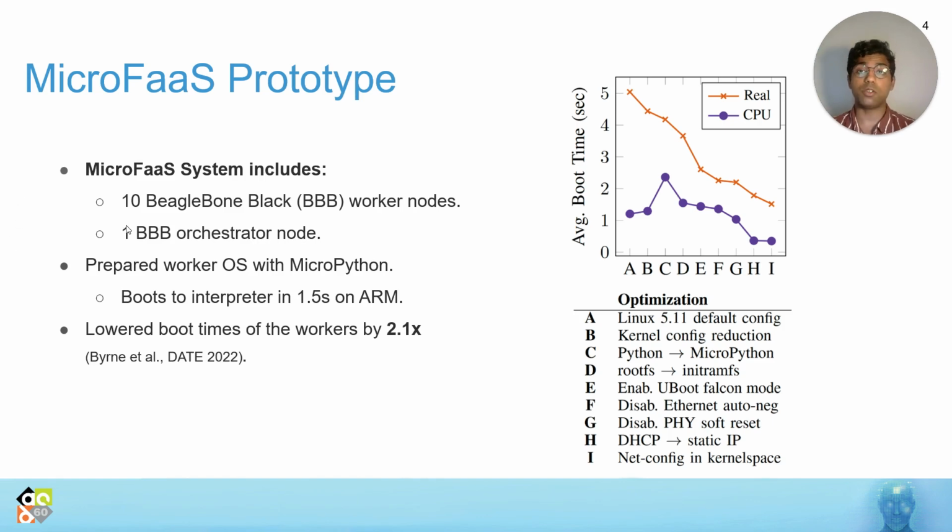So in our prototype, we use 10 single-board computers that work as the worker nodes, all of which are connected to the same network using a switch. And then we use one BeagleBone Black as the orchestrator node that receives the function request, turns on the appropriate worker nodes, and sends the function request along with the inputs of the function. Each of these worker nodes is prepared with MicroPython, and it's heavily optimized using an iterative process, as seen in the figure, to get the boot time to about 1.5 seconds, which is two times lower than what the original boot time was.